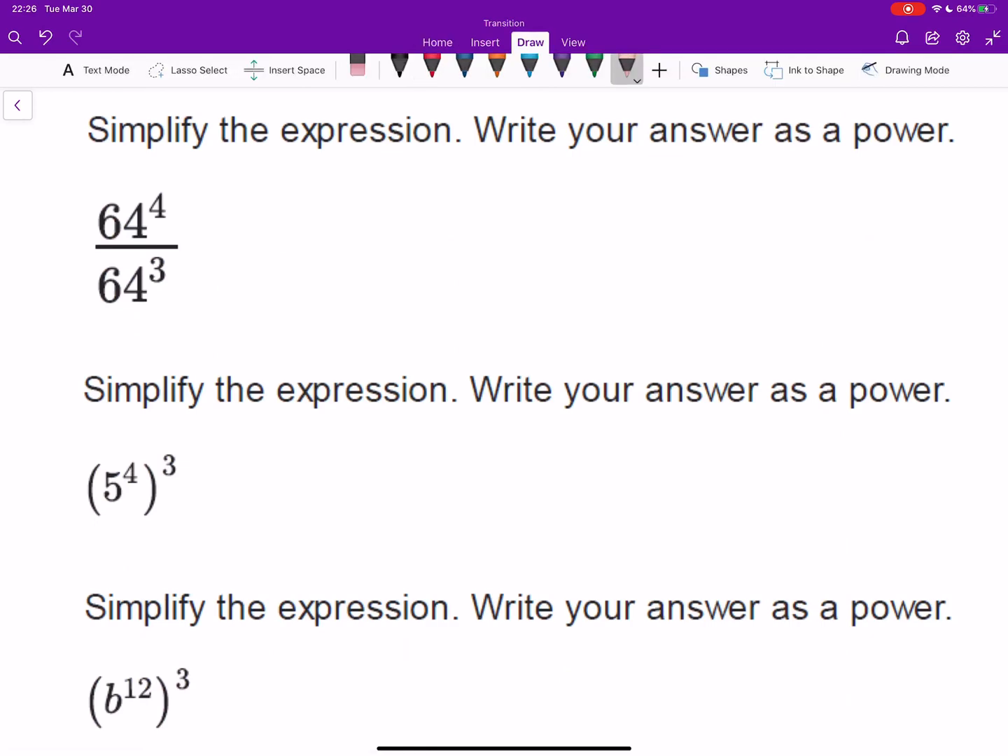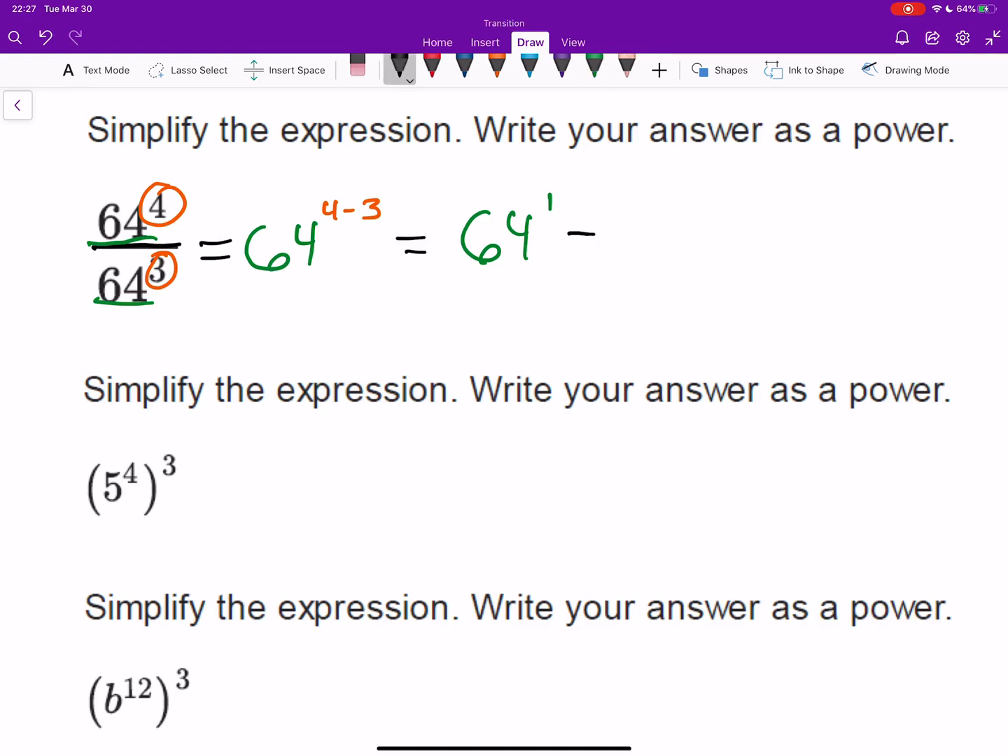Same deal here, right? Once again, I'm dividing, and I have the same base. It's still 64, or sorry, they're both 64. So what I can do is subtract the powers. I can do 64 to the power of 4 minus 3. 4 minus 3 equals 1. So I can say 64 to the power of 1.